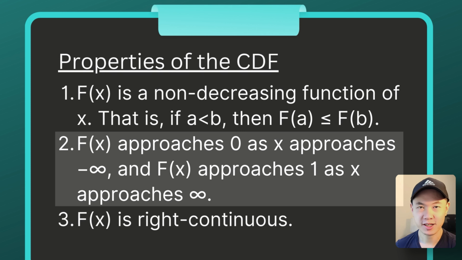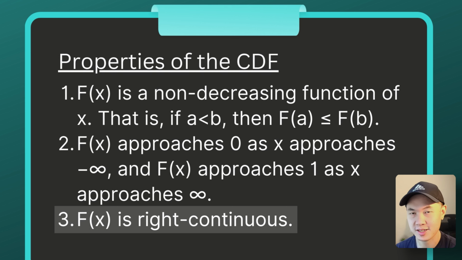The second property is that the CDF starts at 0 and ends at 1, which makes sense because the probability is accumulating as x goes to infinity. The third condition is that the CDF is right continuous, which effectively means that there are no jumps as x approaches infinity. It's a little more nuanced than that, but that's a bit outside the scope of this video.